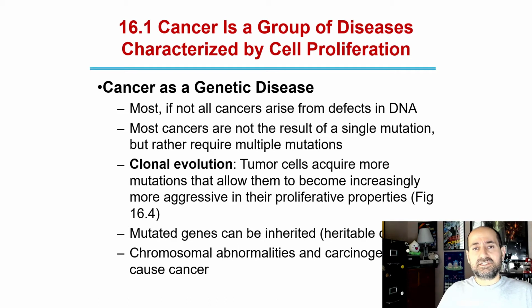So here's the thing that you need to understand, and you might be wondering, why are we discussing so much cancer now in a genetics class? Well, here's why. This is the most appropriate place to discuss cancer because most, if not all, cancers arise from defects in the DNA. You disrupt the DNA, you mutate DNA, that's a surefire way to end up with cancer. Most cancers are not the result of just one mutation, but rather multiple mutations. That's something people don't understand.